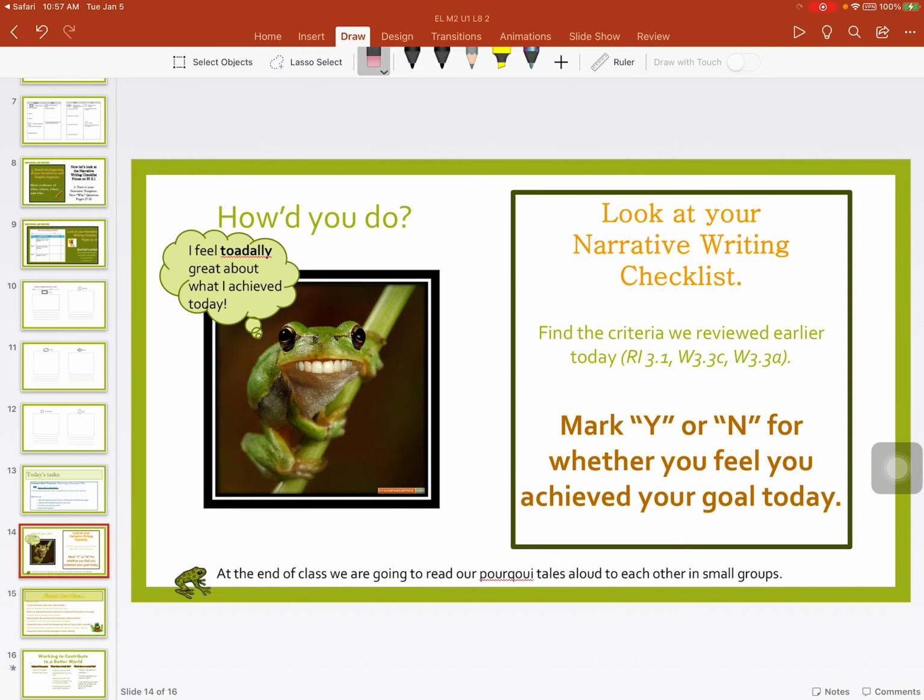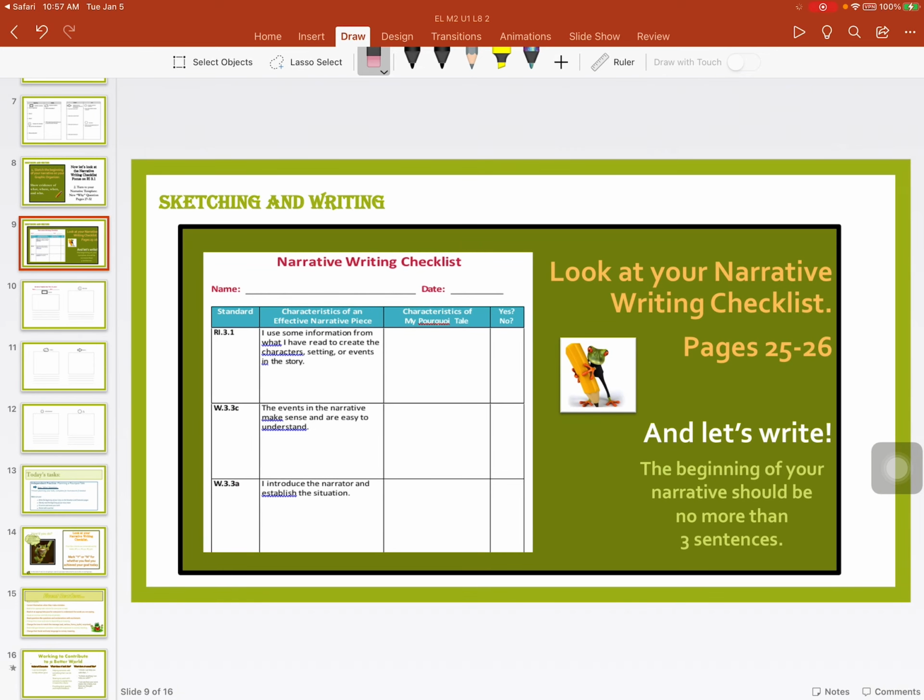How'd you do? I feel totally great about what I achieved today. Look at your narrative writing checklist, and we're going to look at the criteria that I have highlighted in the box up there. While we're looking at those three, we're going to mark Y for yes and N for no if you feel you have achieved your goal today. Remember our pages 25 and 26, but we're only looking at these three. In this box you're going to put a Y or an N. I use some information from what I have read to create the character, setting, or events in the story. Did you do that? Put a Y or an N.